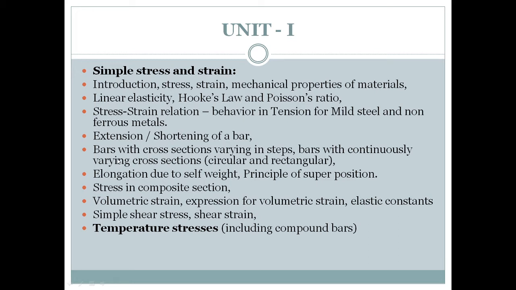Next, extension and shortening of a bar when it is subjected to axial tensile or compressive loads. Similarly, extension and shortening of a bar with cross sections varying in steps, and bars with continuously varying cross sections. You have two types of cross sections here: one is circular, another one is rectangular. Bars with cross sections varying in steps is one different bit, and bars with continuously varying cross section is another different bit.